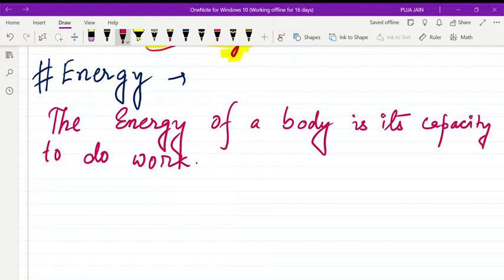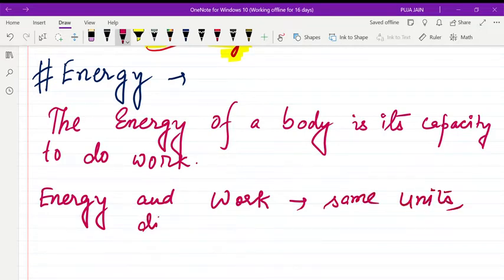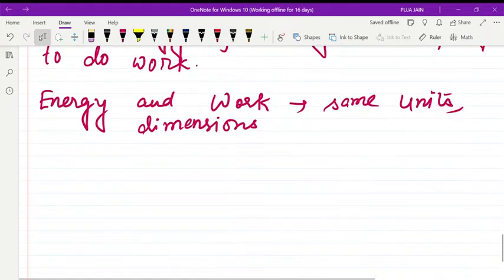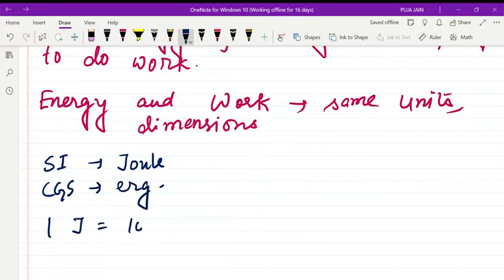Okay. So energy and work both have the same units and dimensions. So the SI unit of energy is joule, and the CGS unit is what? Erg. And we know the relation: 1 joule equals 10 to the power 7 erg.